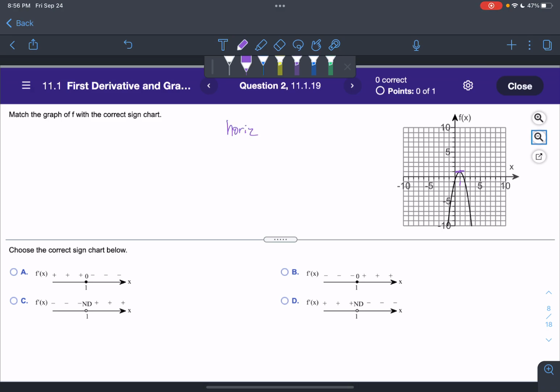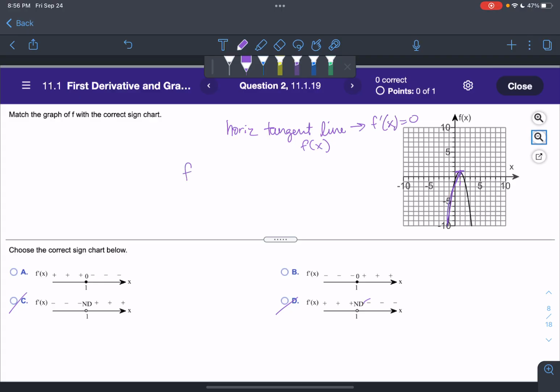So a horizontal tangent line corresponds to the derivative equals 0. So again, a horizontal tangent line on f means that f prime is equal to 0. So knowing that, we can actually throw out C and D, because this means that it's not defined, and it is defined, right? It's 0. So between A and B, we need to know, is my function increasing or decreasing before 1? So before 1, it looks like we're increasing.